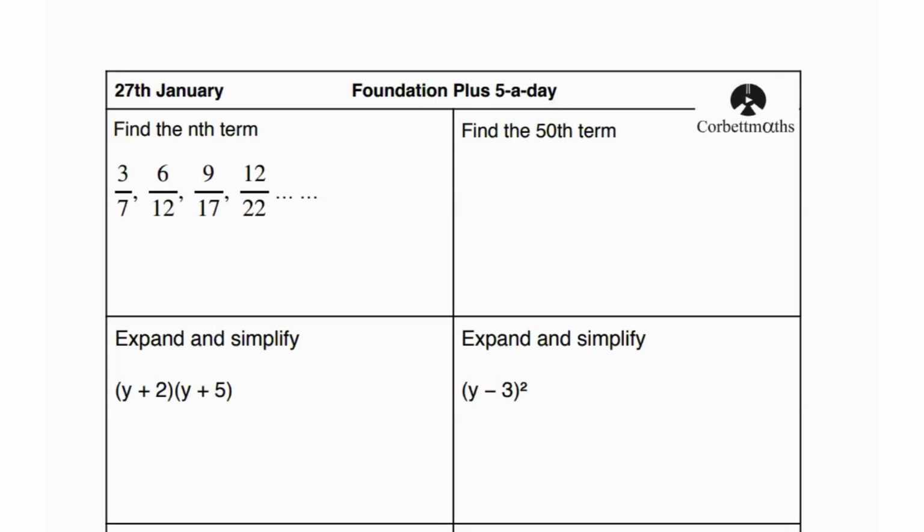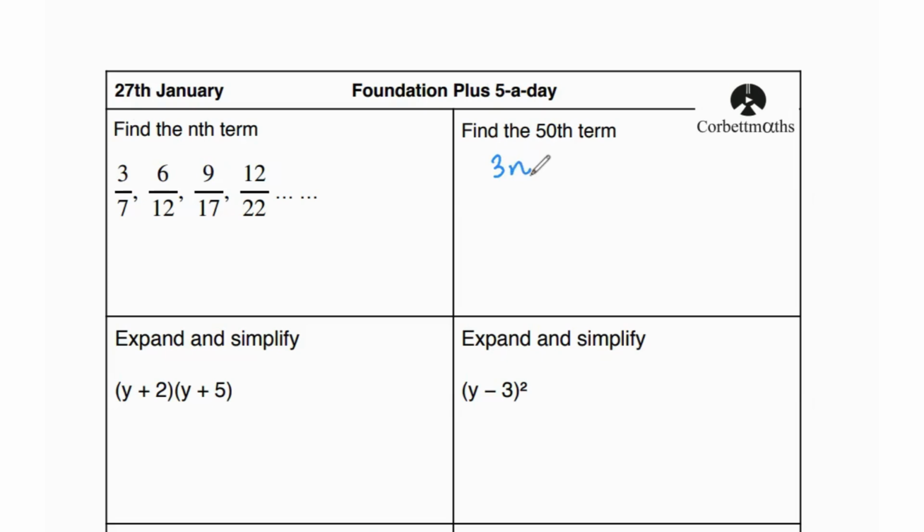First question says find the nth term. So we have these fractions which are given in a sequence, and we have to figure out what's the nth term for the sequence. If we look at the numerators, we can see that it's following the 3 times table: 3 times 1, 3 times 2, 3 times 3, 3 times 4. So we can say that the numerator is 3n, n being the placement of the term.